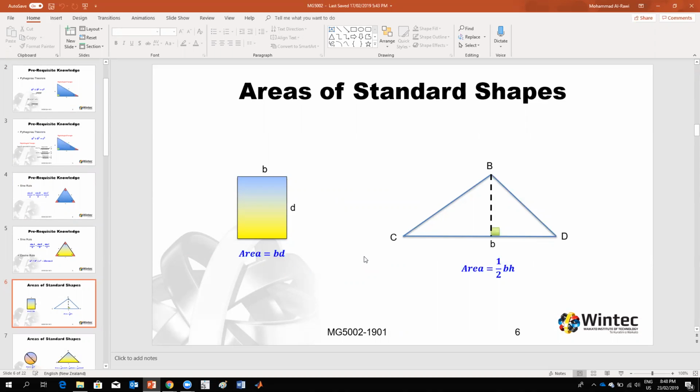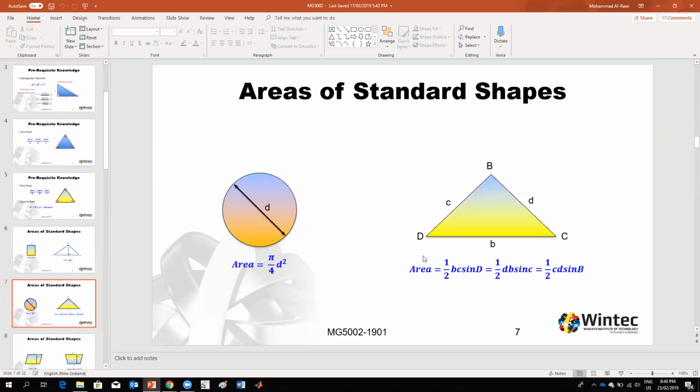Just basic things we need to know about areas of standard shapes. So if you want to find the area for rectangular, B times D, as you can see it in this figure. If we have a triangular, area is equal half of the base. The base is the length B times the height, which is h, from this distance to this distance. If it's a circle, area is equal pi over 4 d square or pi r square.